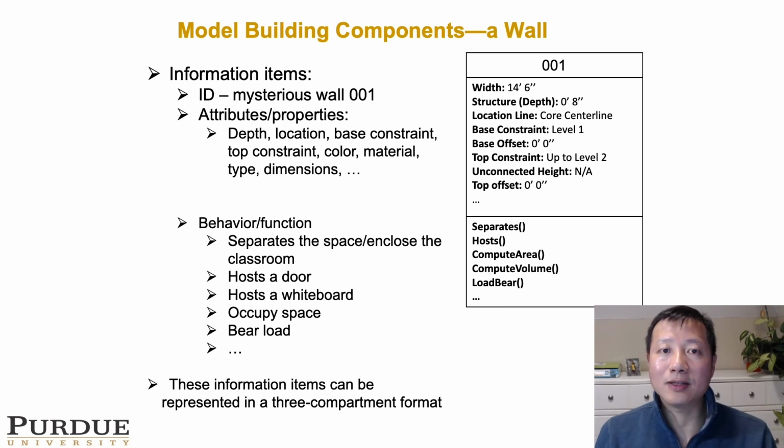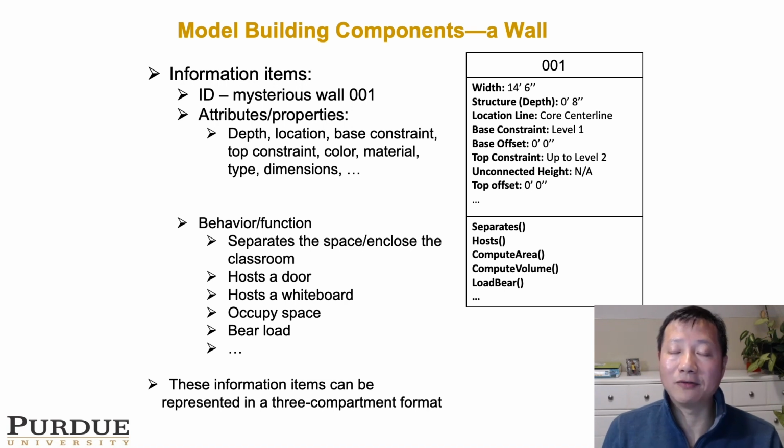So here are the information items that I came up with, as well as the behavior and functions I would use to describe this object, this wall. So for the ID, my mysterious wall, I give it an ID of 001. And the set of attributes include the depth, location, base constraint, top constraint, color, material, type, dimensions, and the list can go on. Your list might be different than mine, but that's okay, because we have many aspects to describe a single wall, and not every single aspect should have a value here.